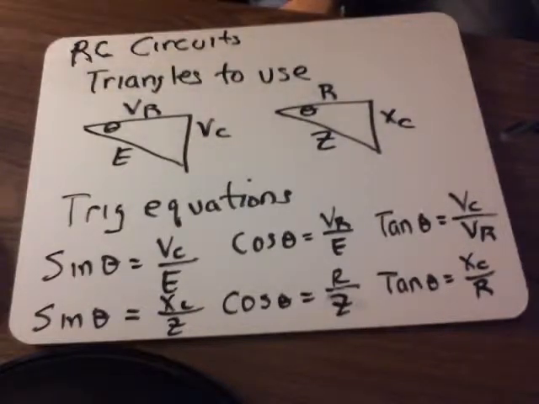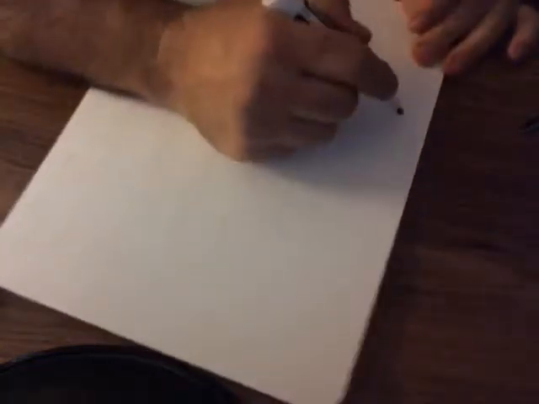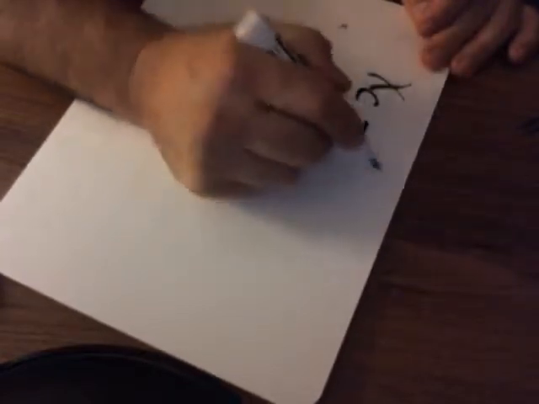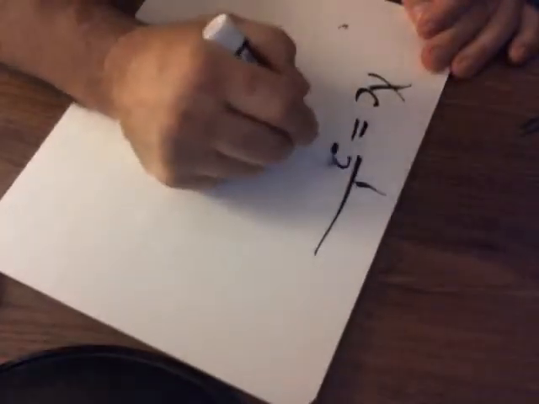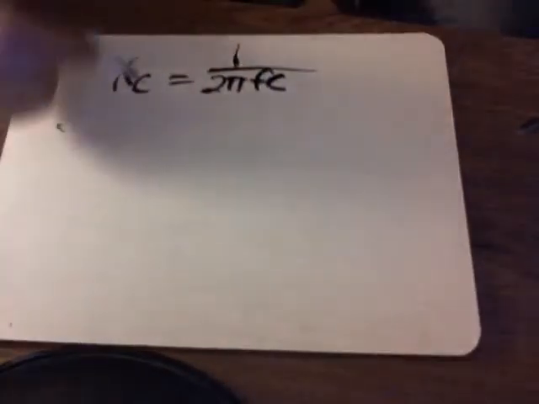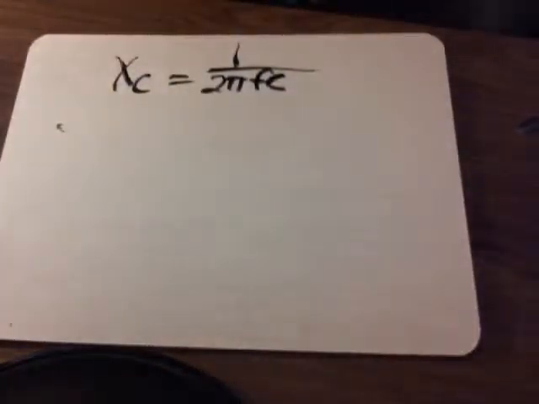The best way to do that, and bear with me for a second, because I haven't figured out how to get this camera behind me, so I have to turn things upside down. But your X sub C is 1 over 2 pi f C. So here's where, when I talked about using those prefixes, you have to make sure you use them correctly.